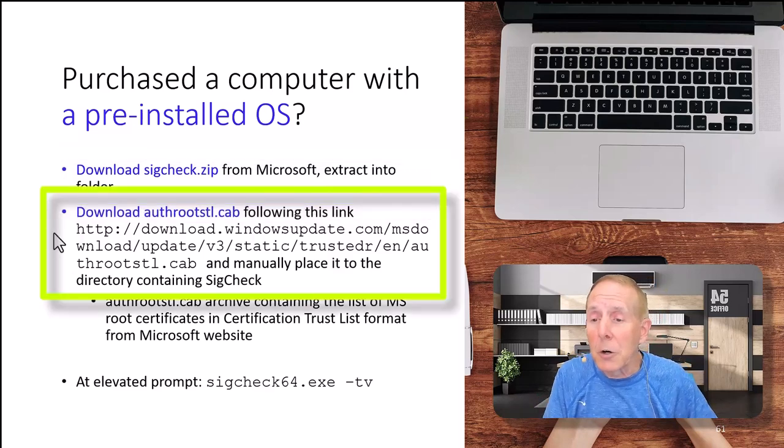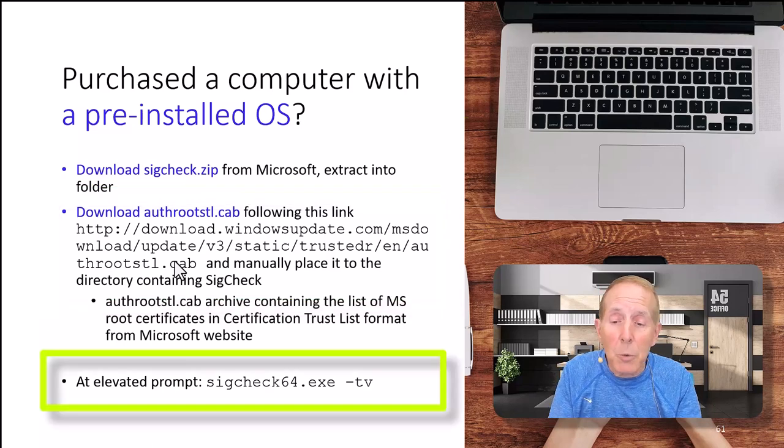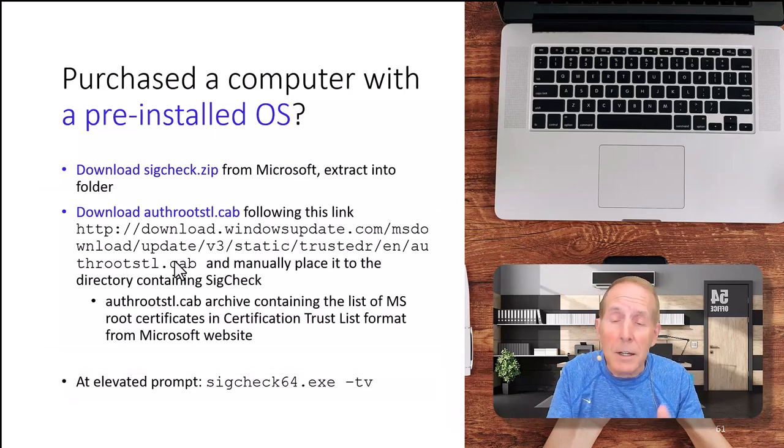And then you're going to go to this link, and you're going to download the authorized list. It's a CAB file from Microsoft Update. And you're going to put it in the same directory as SigCheck is. And then we're going to run sigcheck64, if it's a 64-bit operating system, which I'm running Windows 11, and they are, with -tv, and we'll check it out.